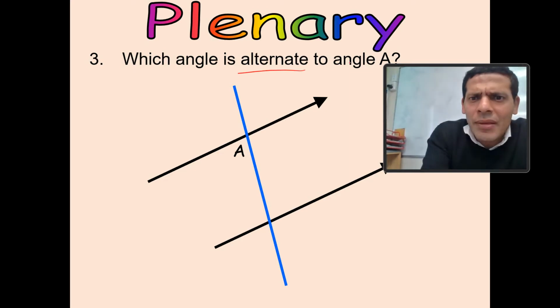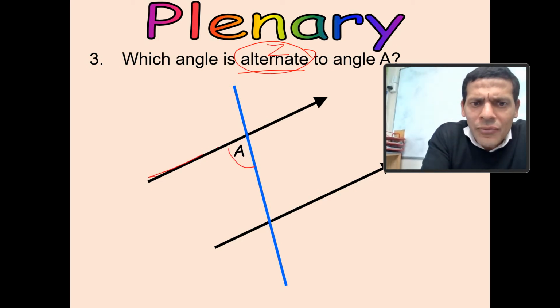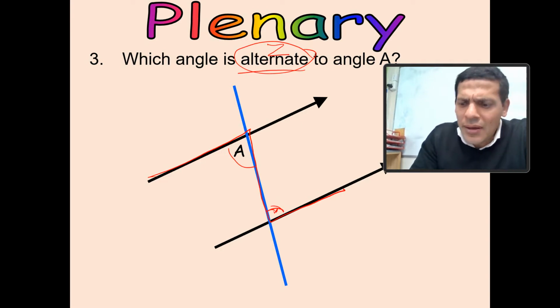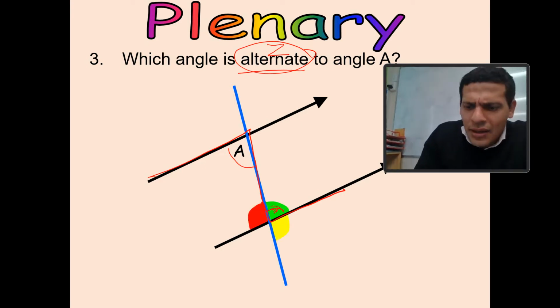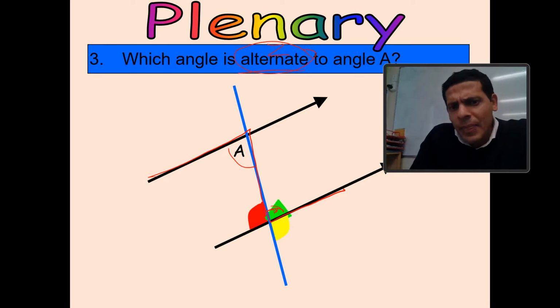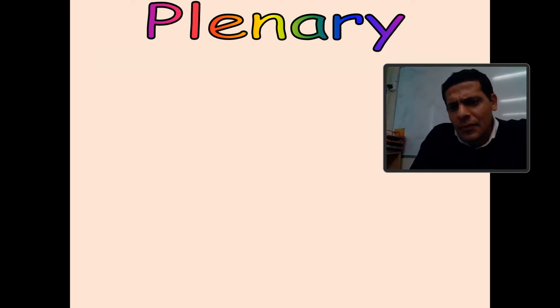Which angle is alternate to angle A? Alternate, which means what letter takes the alternate angle? Yes, Z. So if here we have angle A, and we make a Z letter, so this angle, and we see here what color this angle represents? Yes, the green color.